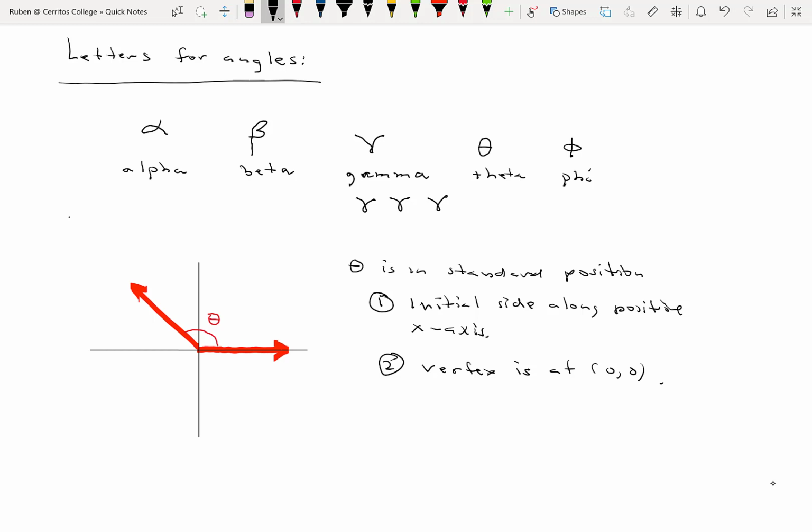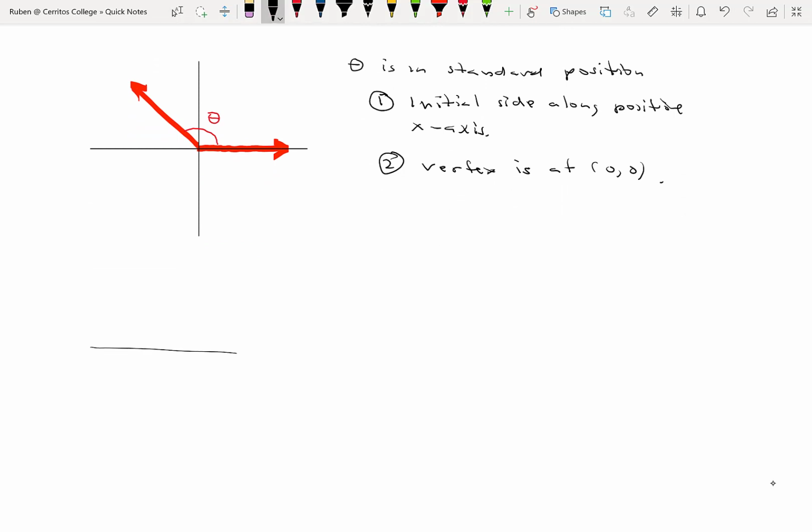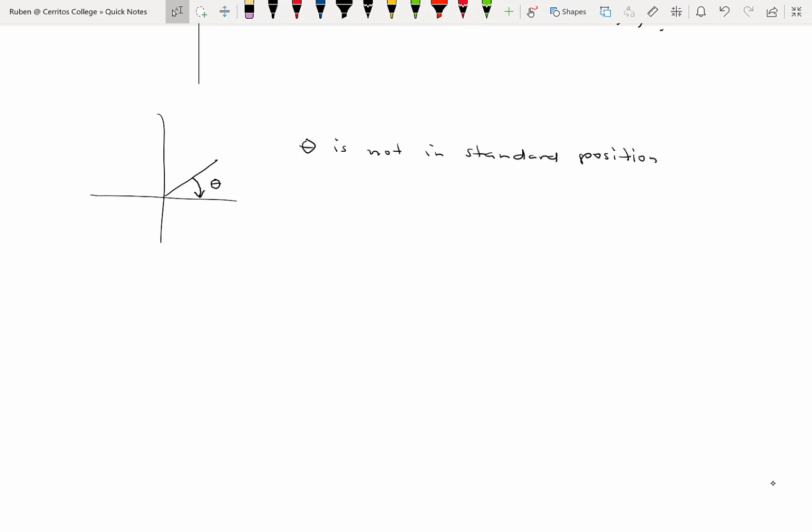Okay, now keep in mind that both of these things have to be met in order for an angle to be in standard position. So for example, if I drew the angle theta like this, this angle theta is not in standard position. Which of the two aspects of an angle in standard position is not satisfied? It looks like the vertex is at the origin. However, the initial side is not along the positive x-axis. So the initial side is along the side of the angle in quadrant 1, and that violates one of the two aspects of an angle in standard position.